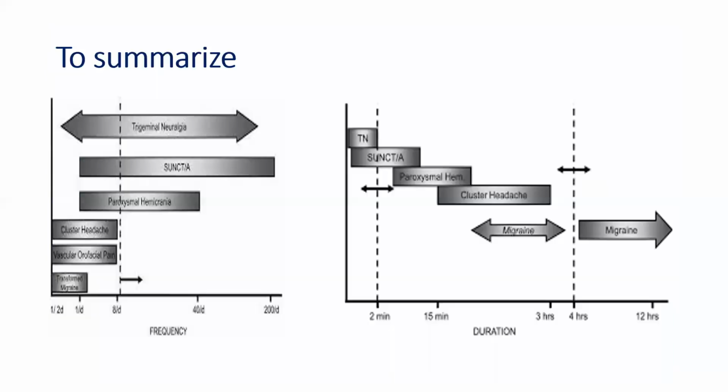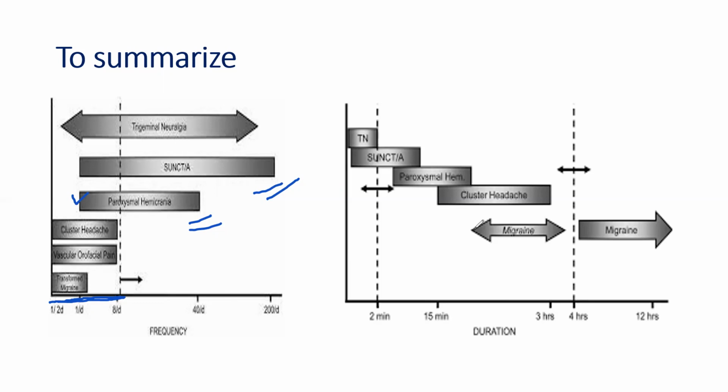So if we summarize with a single chart, as you can see, in cluster headache, the frequency will be almost 1 time a day. But if we consider other headaches, particularly paroxysmal hemicrania, it could sometimes be 40 to 50 episodes in a day. In SUNCT, it could be 200 to 300 episodes in a day. So in cluster headache, the frequency will be smaller. In SUNCT, the frequency will be a lot higher.